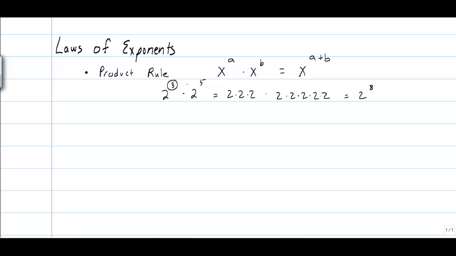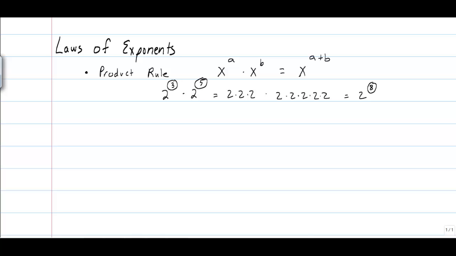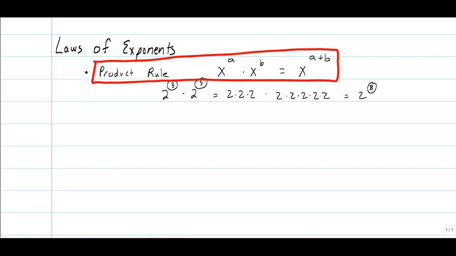Just like here I had the 3 and the 5, and 3 plus 5 is 8. If I have any general exponent with the same base, and I'm multiplying those together, I simply add the exponents. So that's our first rule.